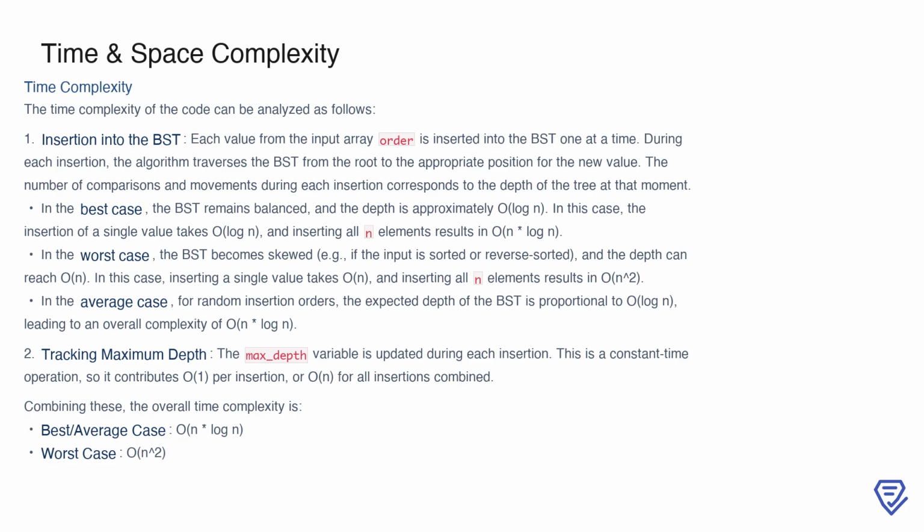On the other hand, in the worst-case scenario where the tree becomes skewed, such as with sorted input, the depth grows to O(n). Here, each insertion takes O(n), and inserting all n elements results in O(n^2). For the average case, when the input order is random, the tree is expected to be approximately balanced, so the depth remains O(log n), leading again to O(n * log n). Additionally, updating the maximum depth during each insertion is a constant time operation, contributing O(1) per insertion or O(n) in total. When we combine these, the overall time complexity is O(n * log n) in the best and average cases, while the worst case is O(n^2).